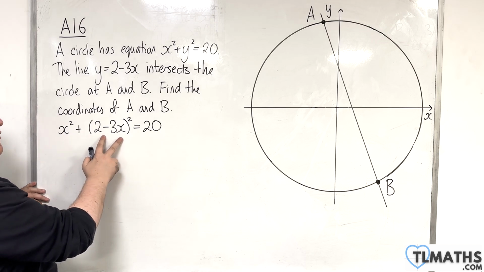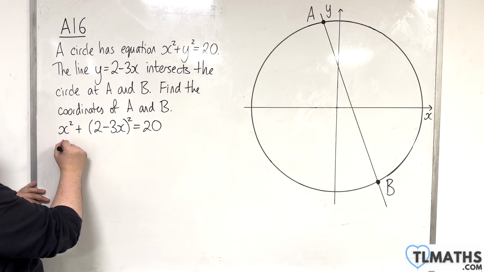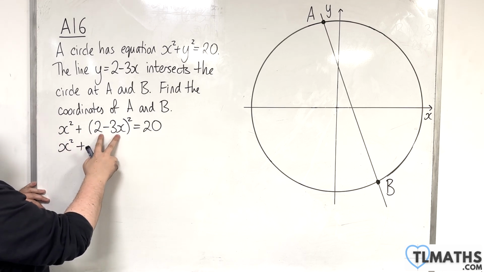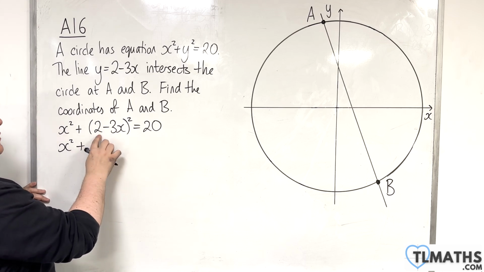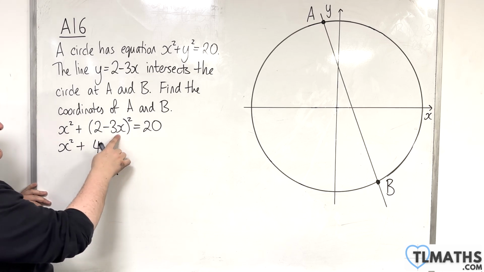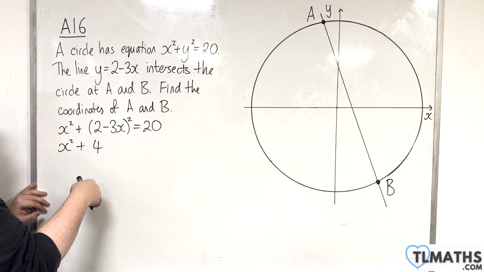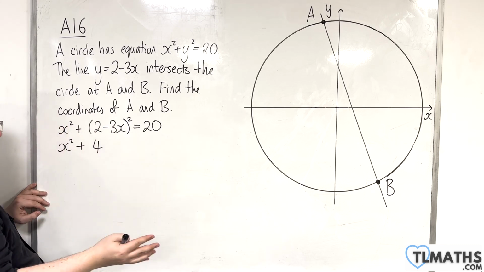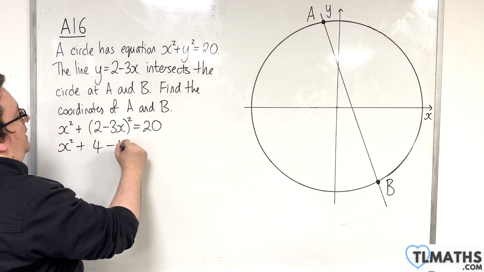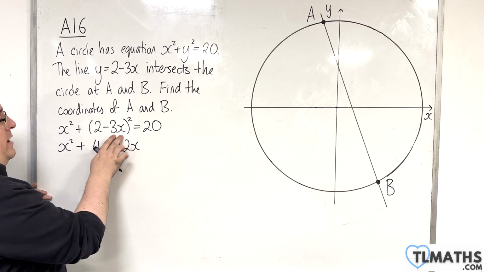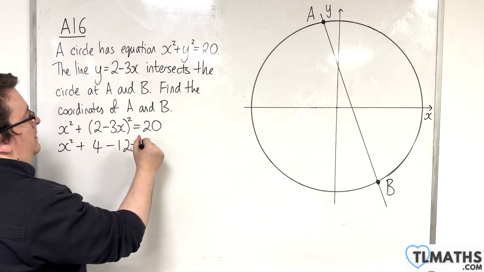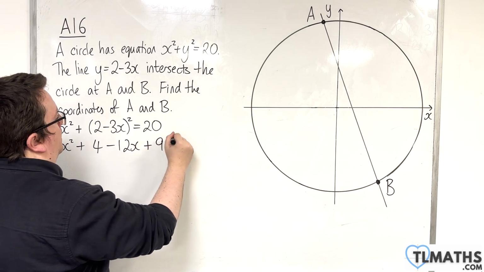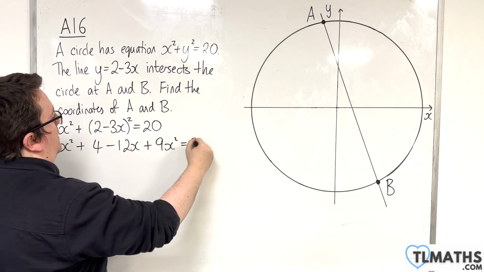So now we're going to have to expand this bracket out. So leave the x squared as it is. Expanding this out, we're going to get 2 times 2, so 4. 2 times minus 3x, and then minus 3x times 2 is minus 6x twice. So that's minus 12x. And then minus 3x times minus 3x is positive 9x squared. And that's going to be equal to 20.